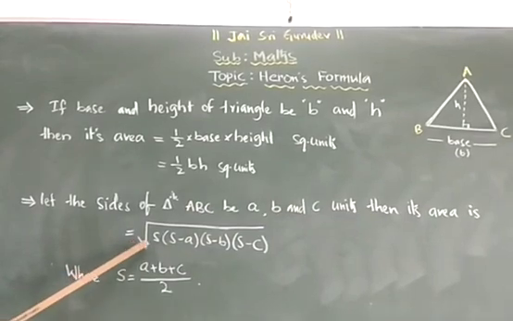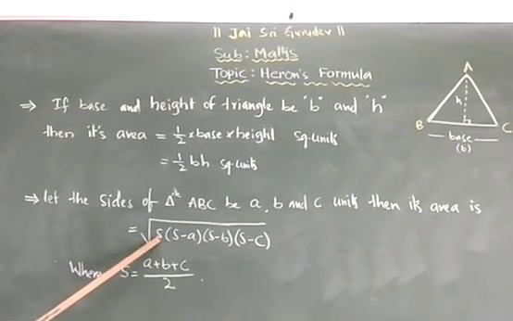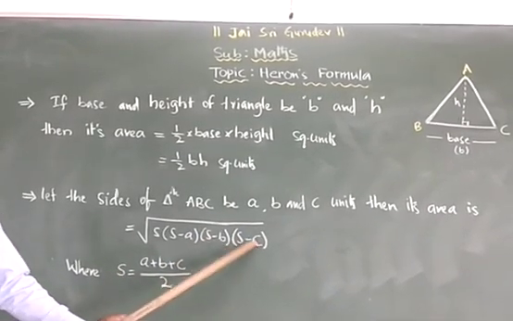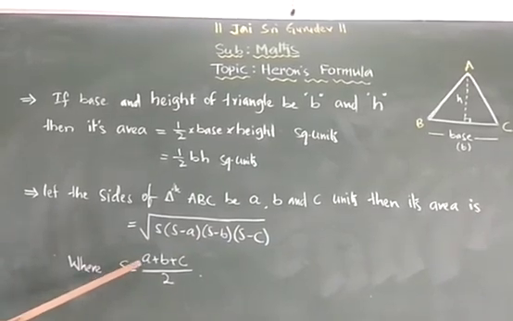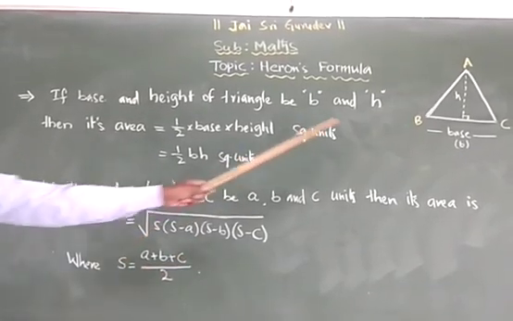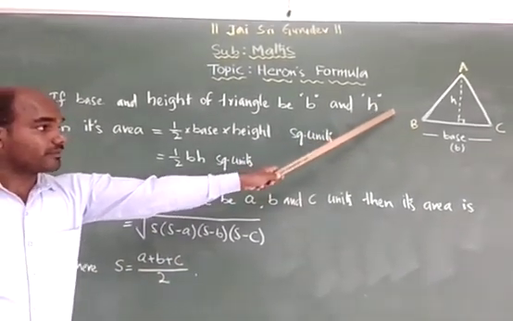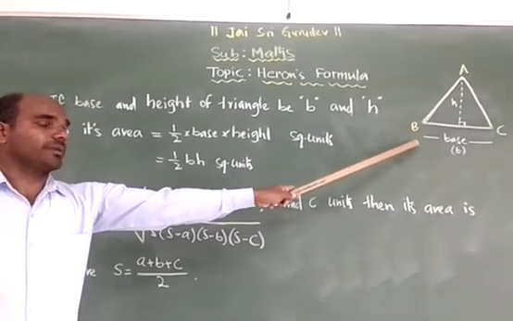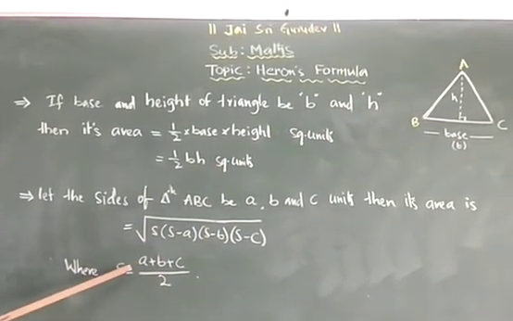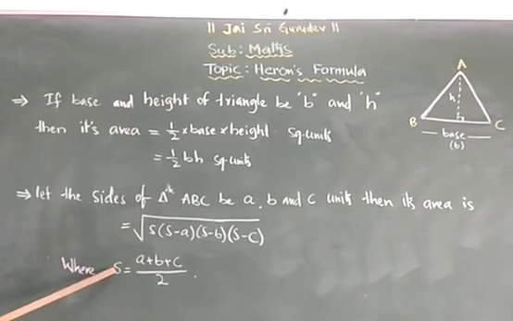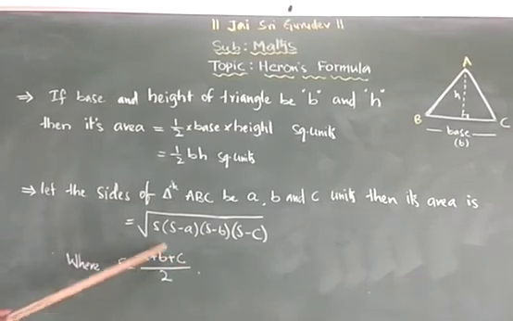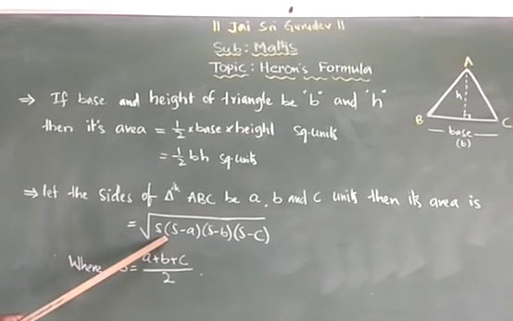we use this formula: area is under root S of S minus A into S minus B into S minus C, where S is equal to A plus B plus C by 2. A plus B plus C is the perimeter of the triangle, the sum of the lengths of all the sides. So half of the perimeter is S. First we have to find the value of S using A, B, C. Afterwards, we substitute in the formula.